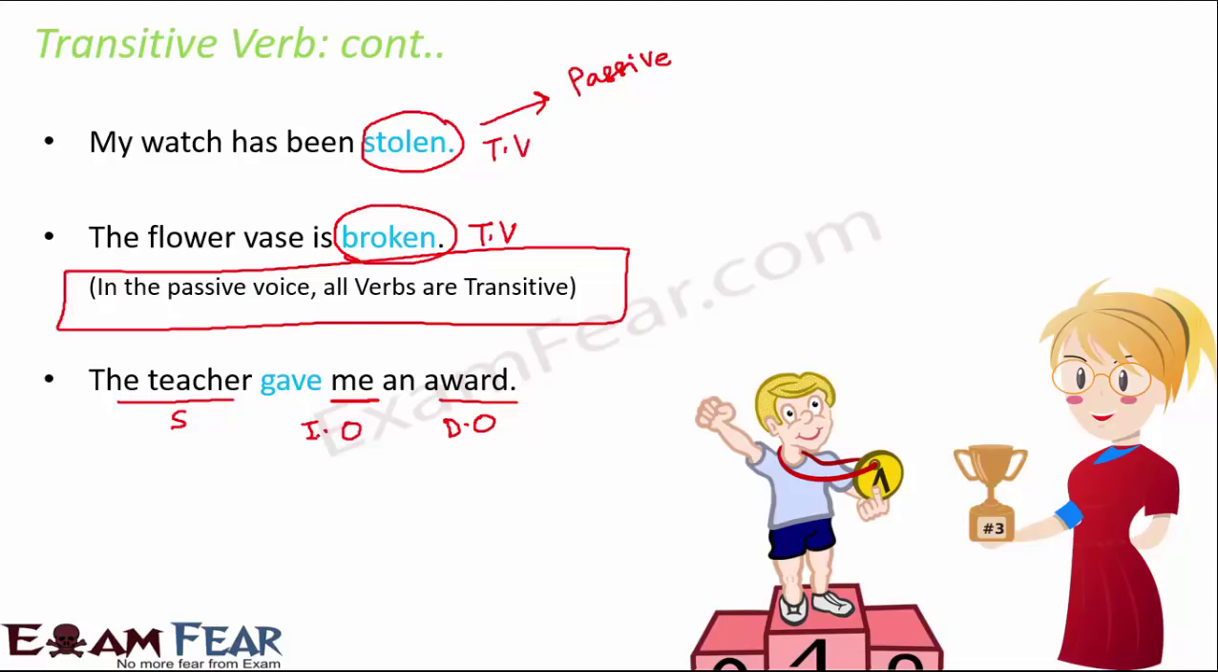Now, I will not get into the details of direct and indirect object. If you want to know more about them, you can actually have a look at the video on direct and indirect object. That will help you. Okay, so in this case, again, we see that there are objects after the verb, which shows that this verb gave is a transitive verb.